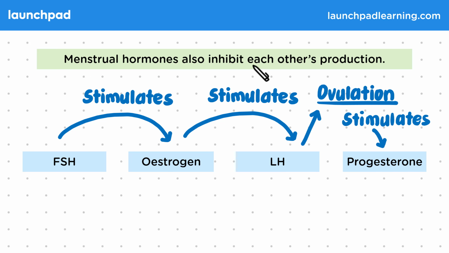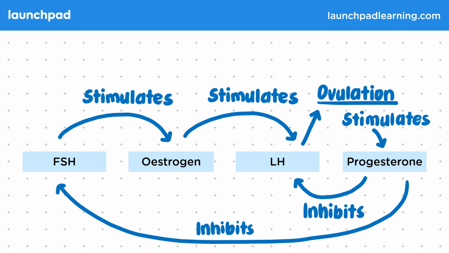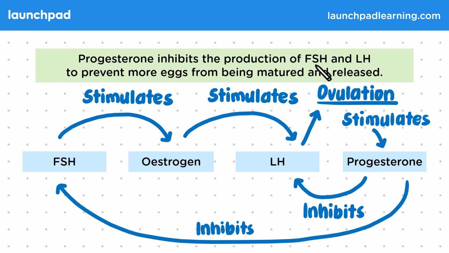Menstrual hormones also inhibit each other's production. Inhibit means to stop. For example, progesterone inhibits both LH and FSH. So why does progesterone inhibit these 2 hormones? Progesterone inhibits the production of FSH and LH to prevent more eggs from being matured and released. So since FSH causes eggs to be matured, this will stop multiple eggs from maturing in one cycle. Since LH causes the egg to be released, this will prevent more than one egg being released in one cycle.